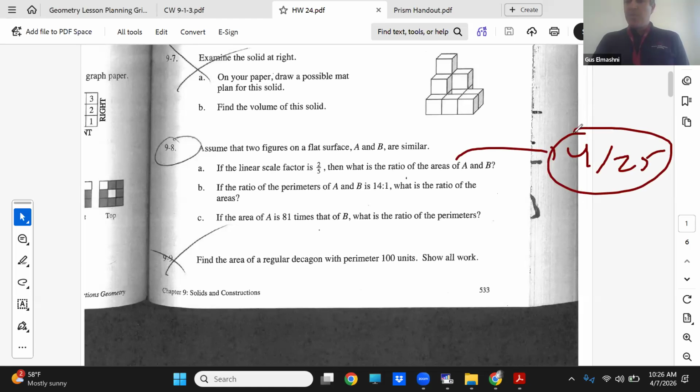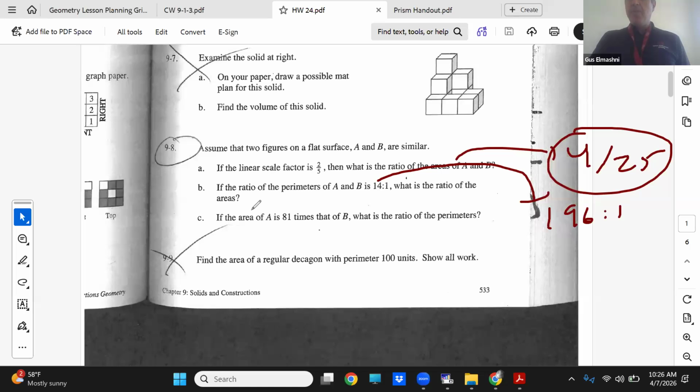Good, because we're going to do the same thing in volume. Now, what if the ratio of the perimeters was 14/1? Perimeter is one dimensional, so if the scale factor is a certain number, the perimeter ratio would be the same thing. If you want to find the ratio of the areas, what would you do to 14/1? You'd still square it. Use a calculator if you need to, but it's 196.